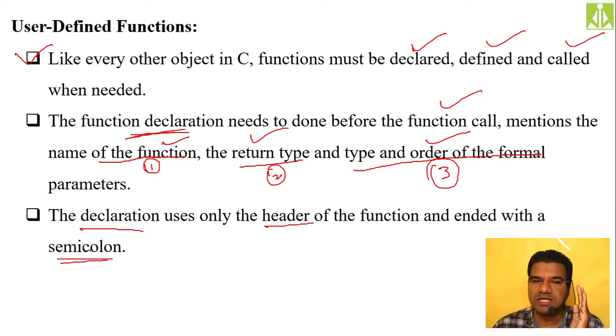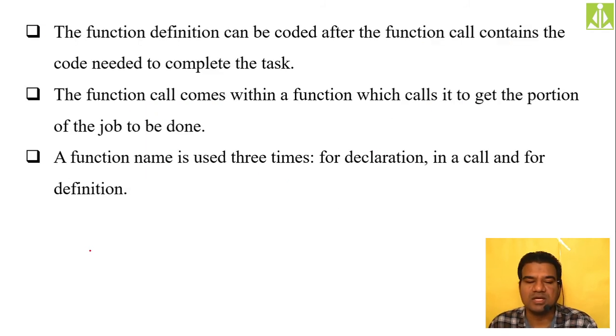The declaration comes before writing the main function or before calling it inside the main function. It is something like a prototype or a header, which ends with a semicolon. The function definition has the actual body of the function, the actual code associated with the function.